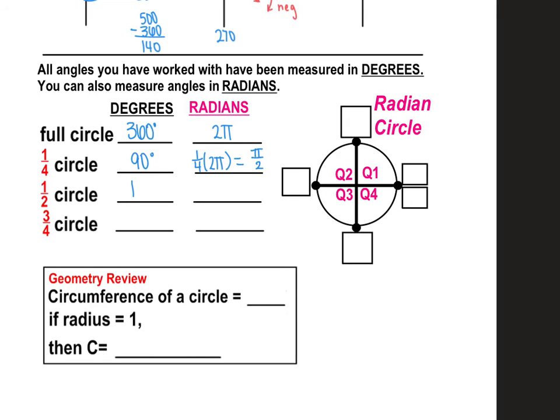For a half circle, we knew that it was 180 degrees because we took half of 360. So if we take half of 2 pi, we're going to end up with just pi, and that'll be our 180 degrees. And then if we're looking at a 3/4 circle, okay, so that's 270 degrees we decided earlier because that's 3/4 of 360. We're going to do the same thing to 2 pi. We're going to take 3/4 of 2 pi, and we're going to get 3 pi over 2.